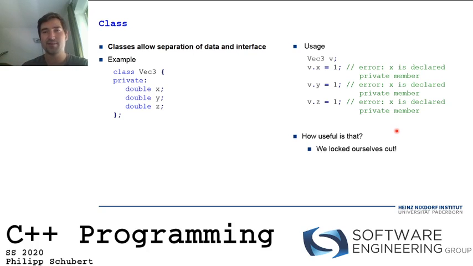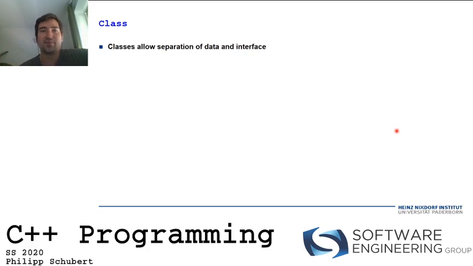And now you might wonder, how useful is that? I mean, we have now locked ourselves out. We have a vec3 storing three doubles, one after the other in memory, but we are not allowed to access them, so that's not particularly useful, I guess. But again, we can now really separate data and interface.